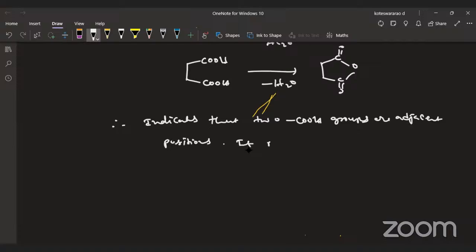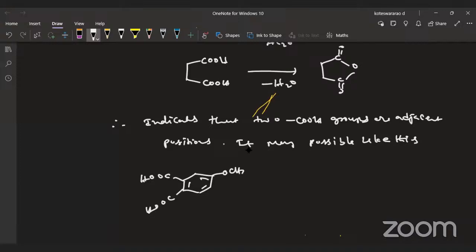It may be possible that a symmetrical structure already exists in the metahemipenic acid. Therefore, two OCH3 groups are adjacent, and the remaining two OCH3 groups are also in adjacent positions. Based on that, there are two possible structures. One is where the two COOH groups are like this, and the two OCH3 groups are like this. This is structure A.